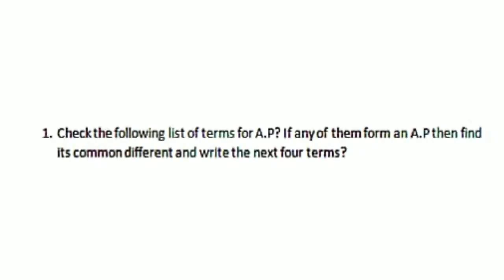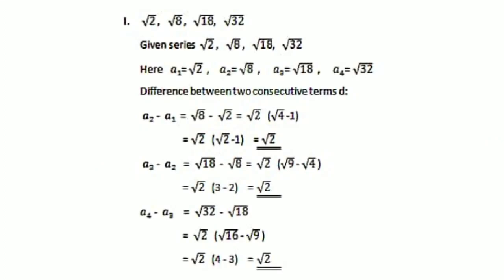First question. Check the following list of terms for AP. If any of them form an AP, then find its common difference and write the next 4 terms. The series is root 2, root 8, root 18, root 32. We can check the common difference and the next 4 terms. These are an AP.